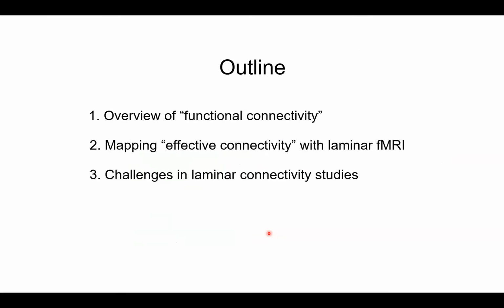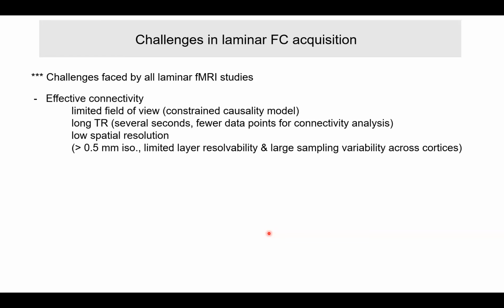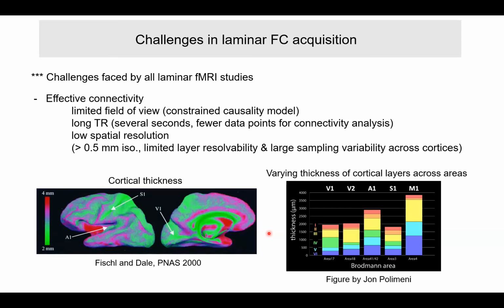And finally, we'll quickly go through these potential challenges specific to laminar fMRI connectivity analysis. Of course, all challenges faced by laminar fMRI studies will have similar concerns in the connectivity analysis as well. But especially when we try to estimate the connections among different regions, the limited field of view really will constrain the causality model. And also, when you infer information across different brain regions, this sampling variability of these layers due to cortical thickness inhomogeneity, and also the variant thickness of layers across subjects, is all going to pose concerns.